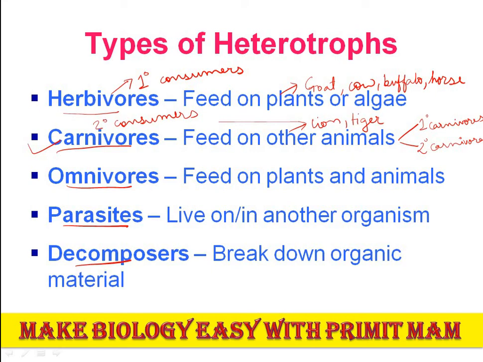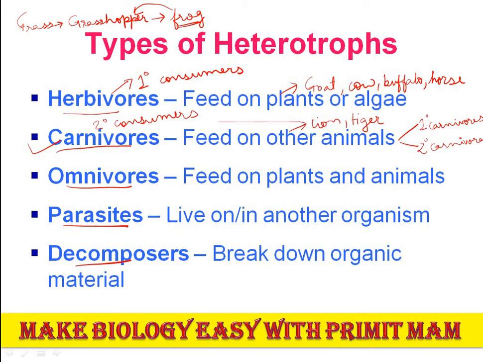If we talk of a food chain where grass is eaten up by grasshopper, and grasshopper in turn is eaten up by frog. Okay, so frog is called primary carnivore because it feeds on the herbivores directly.